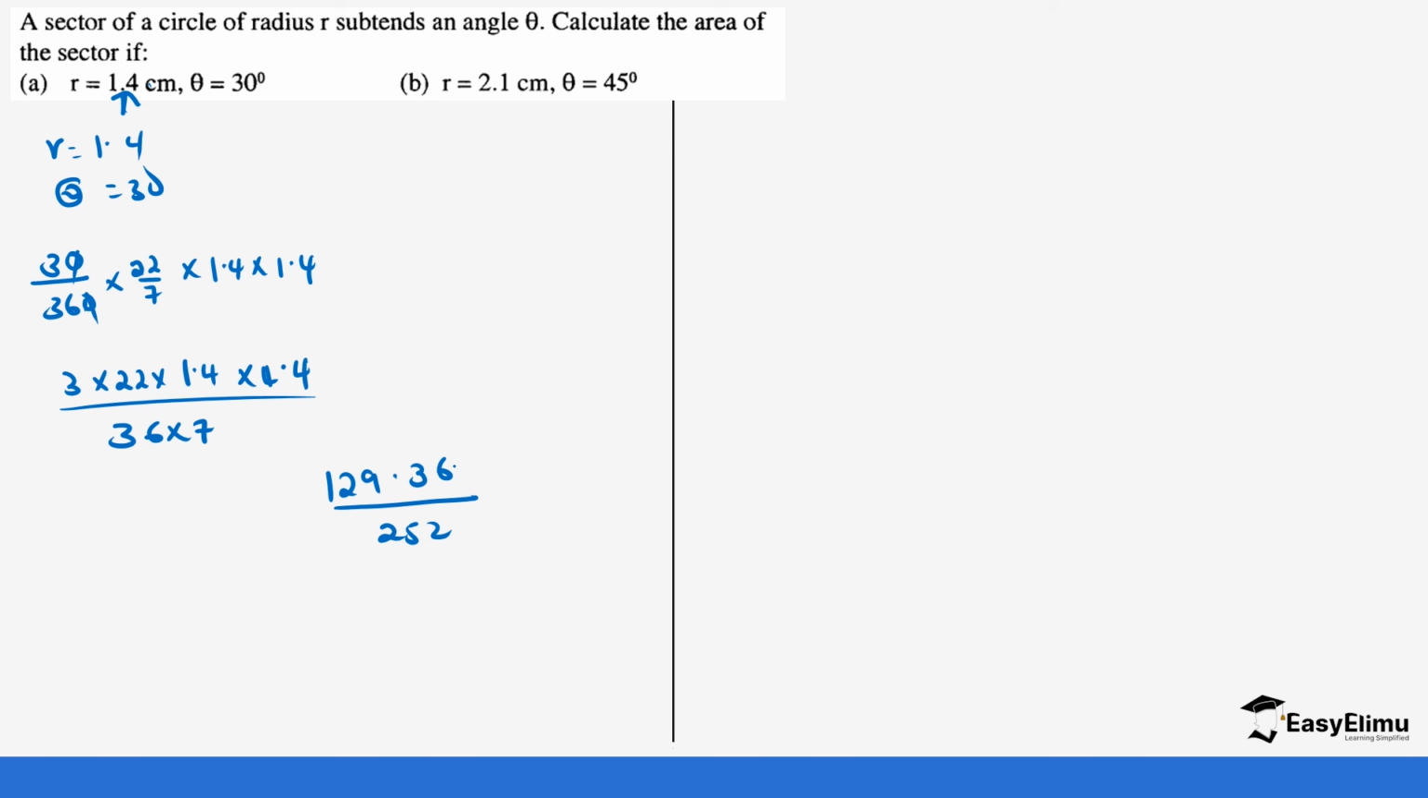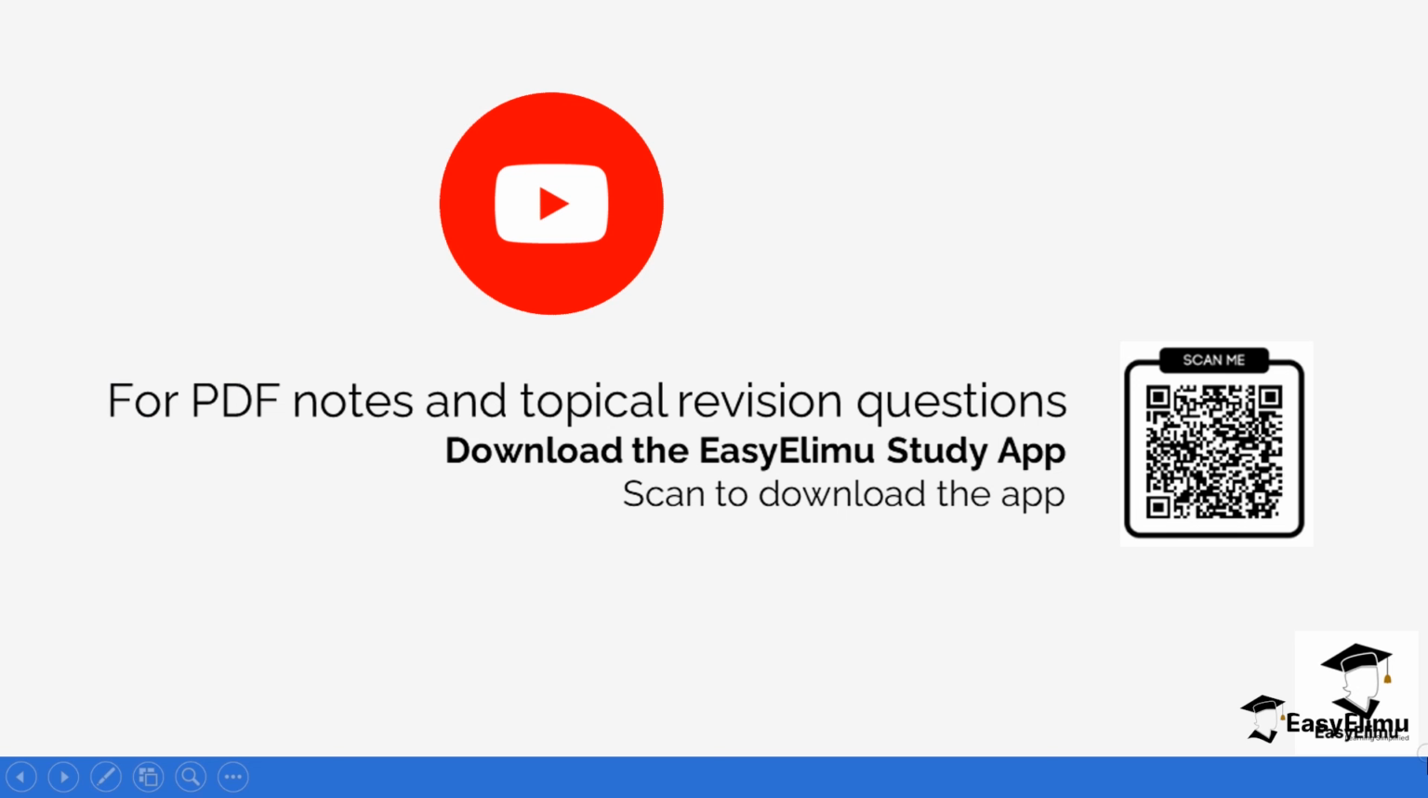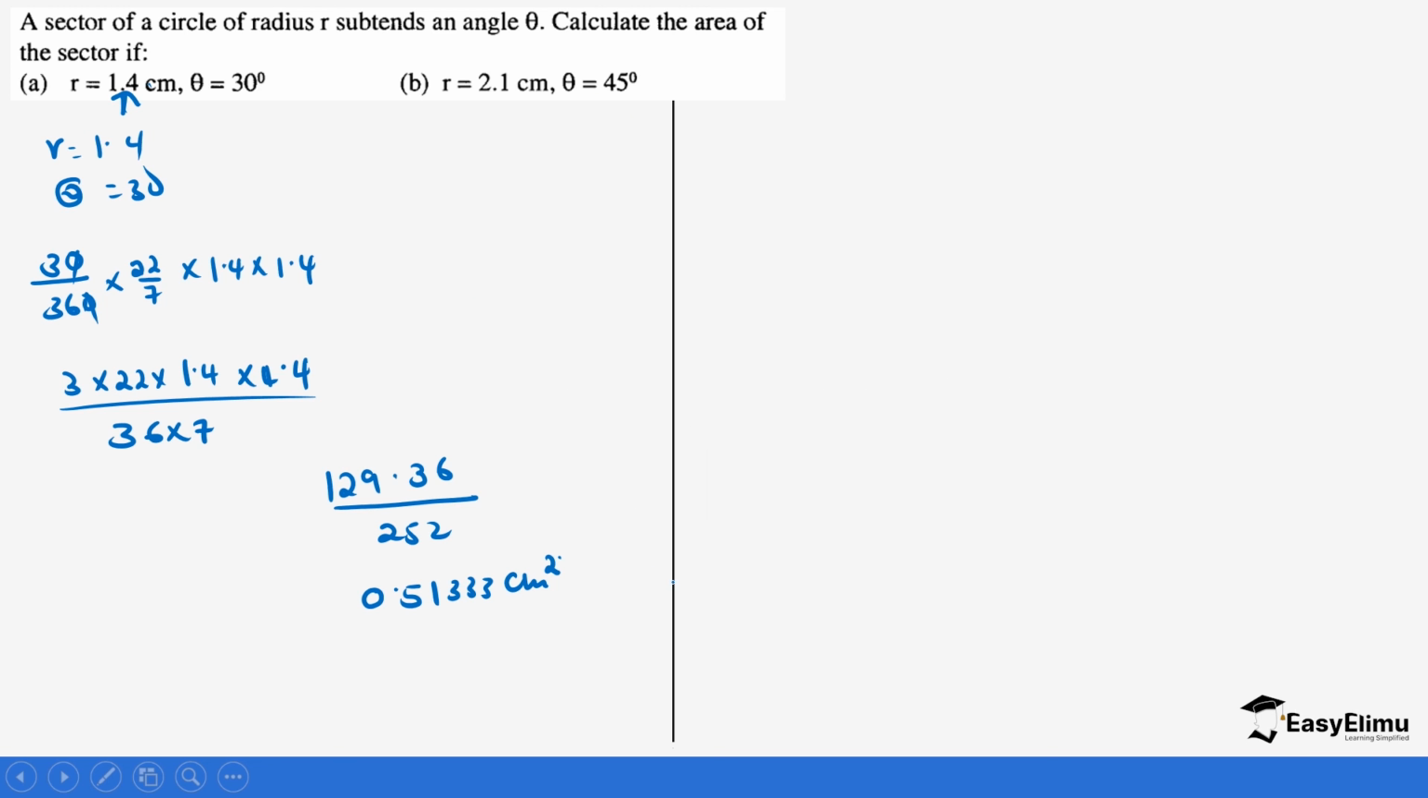So we are going to do 129.36 divided by 252, which is going to give us 0.51333, and this is going to be centimeters squared. And then finally, the last question.